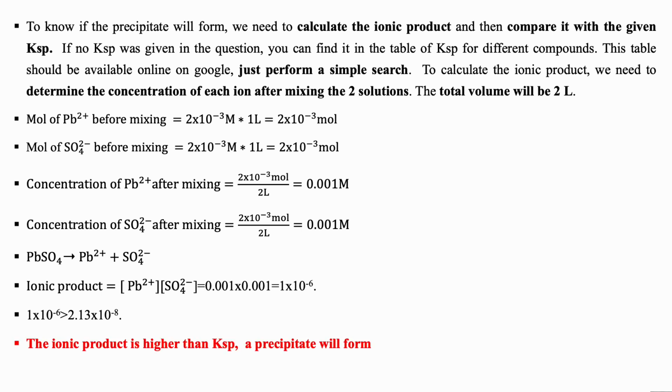Here, a precipitate is going to be formed. So the ionic product is higher than the KSP. A precipitate will be formed.